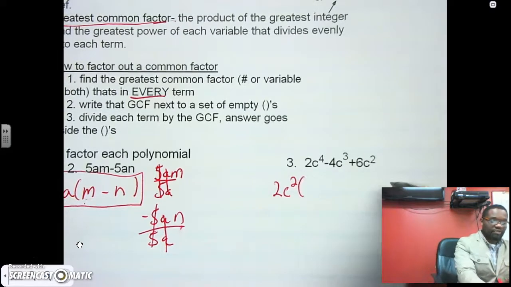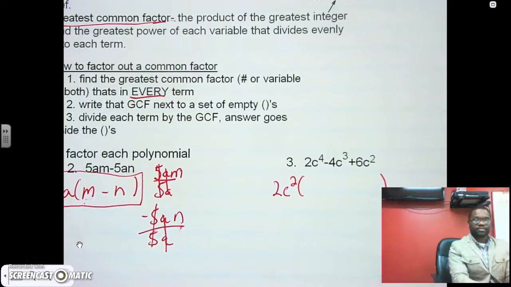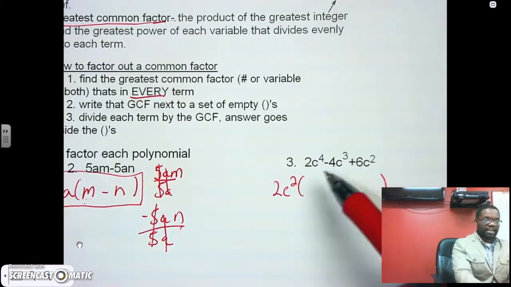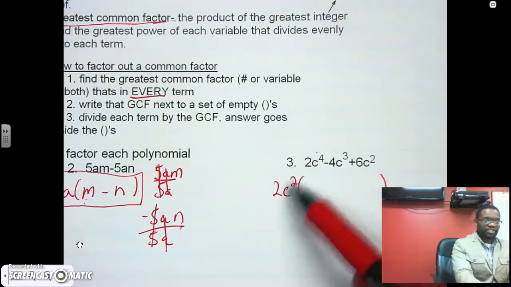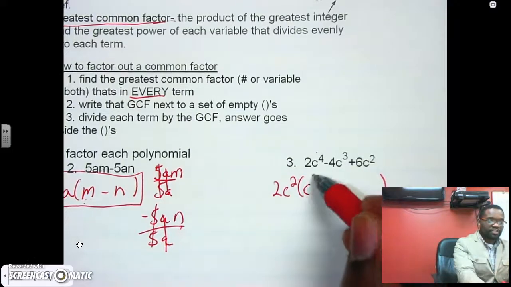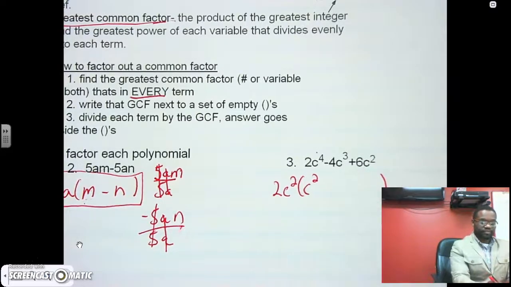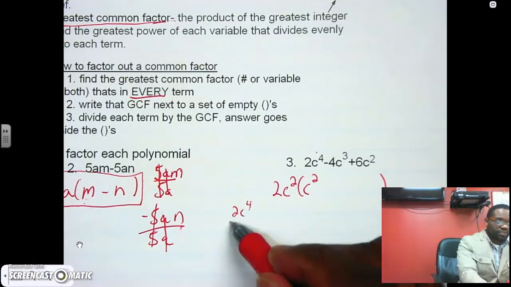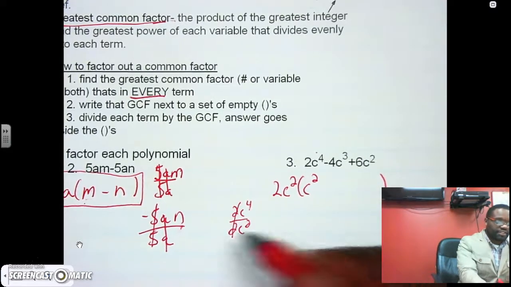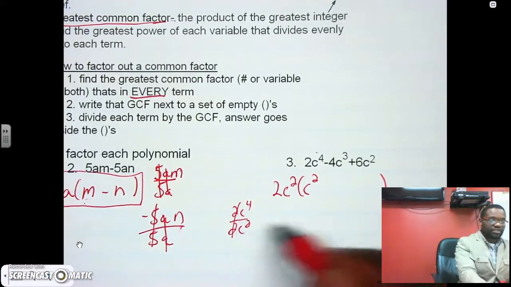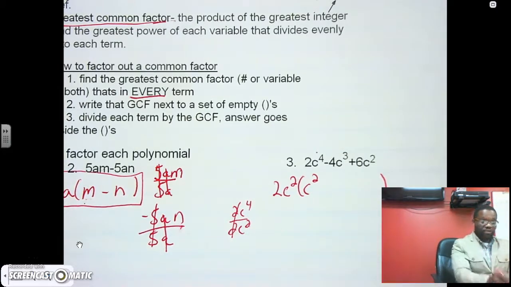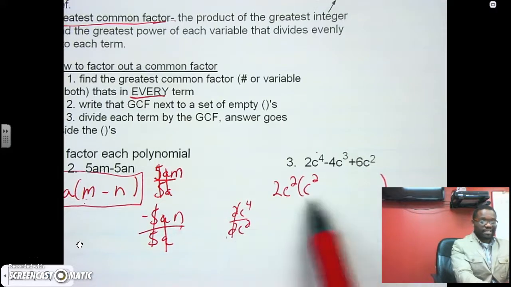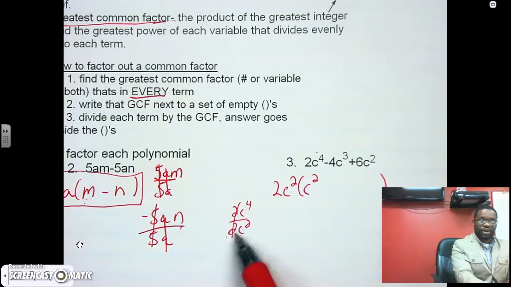So once you have that, you write that next to an empty set of parentheses. All right? And so now if I divide 2c to the fourth by 2c squared, I'm going to have c squared left over. How did I get that? If I take 2c to the fourth and divide it by 2c squared, those cancel out. C to the fourth divided by c squared is just c squared. You can always do this on the side of your paper. So don't be guessing and stuff in here just because you don't want to rewrite this.